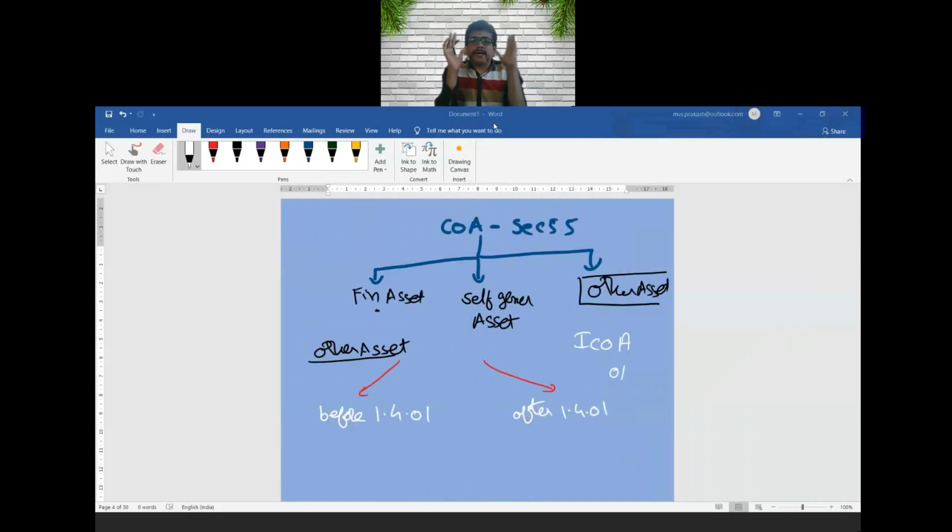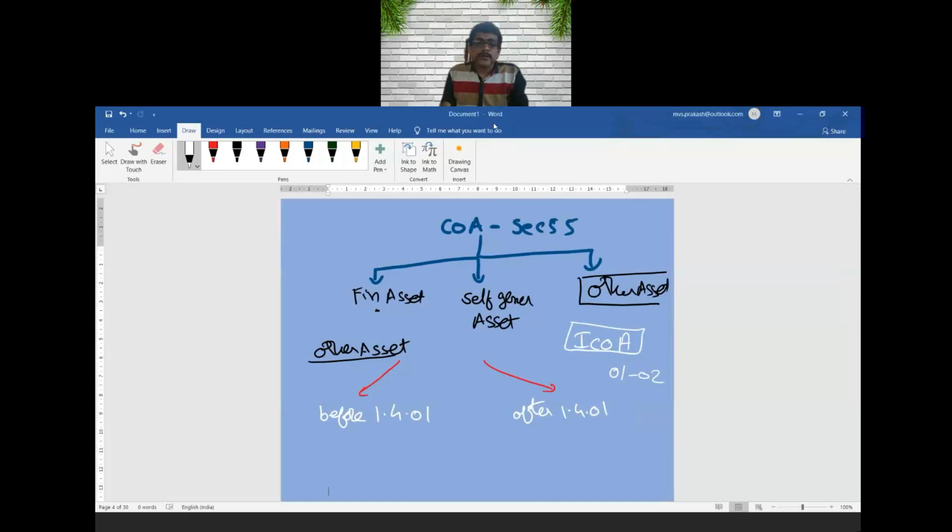Right. So again, let us quickly cover cost of acquisition under section 55. Three categories I need to break it into. What are the three categories? Financial asset, self-generated asset, other asset. For other asset, I need to see whether the asset is purchased before 1st April 2001 or after 1st April 2001. Basically, as the indexed cost of acquisition table has been prepared from financial year 2001-02, we focus on whether you purchased the asset before that date or after that date.